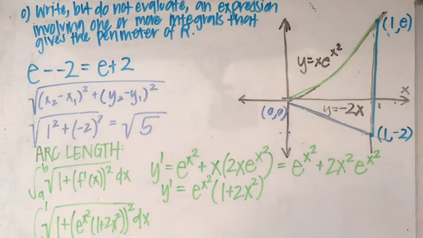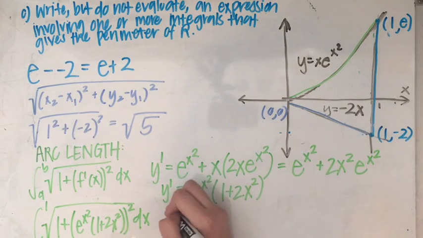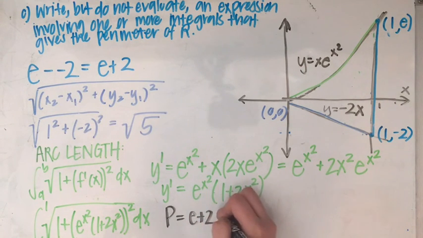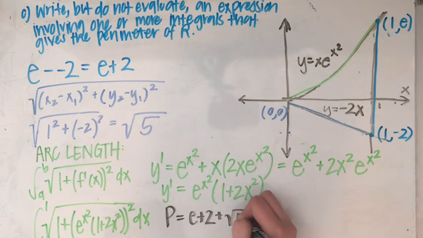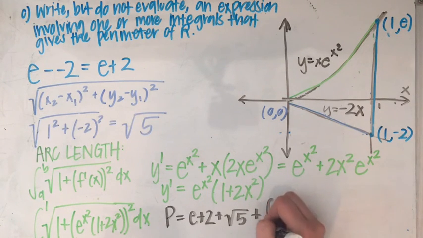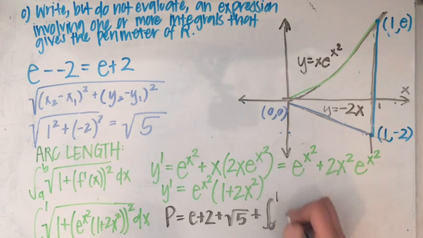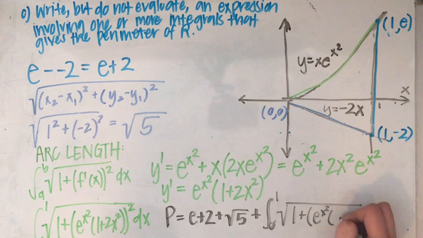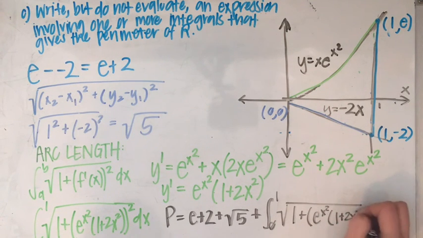We have to combine them all together to show perimeter equals e plus 2 plus the square root of 5 plus the integral from 0 to 1 of the square root of 1 plus quantity e to the x squared times 1 plus 2x squared, squared, dx. And that's the end of the FRQ.